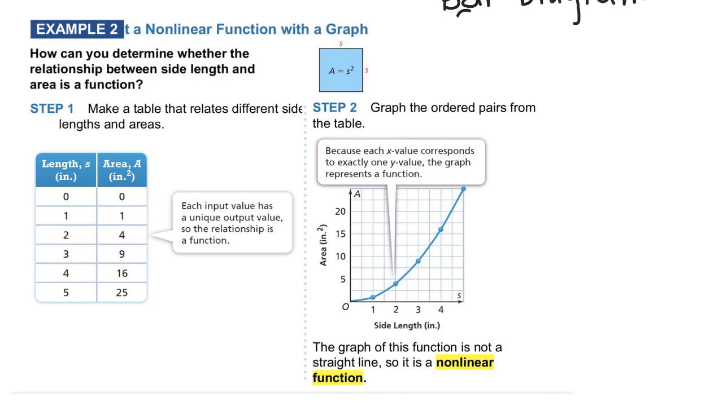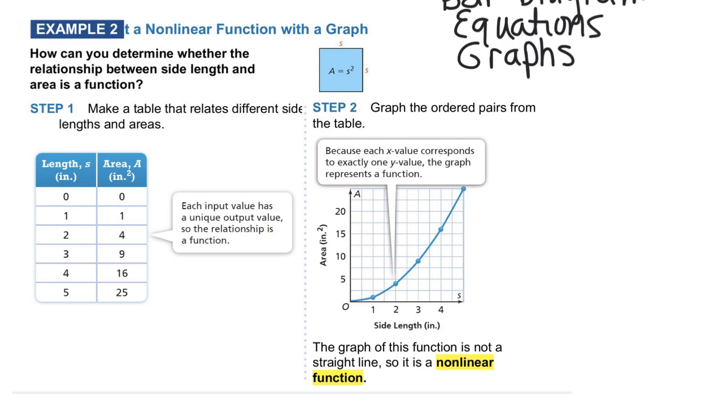We've done equations. We've done graphs. But wait, there's more. You can absolutely use a table as a representation. So example number 2 says, how can you determine whether the relationship between side length and area is a function?